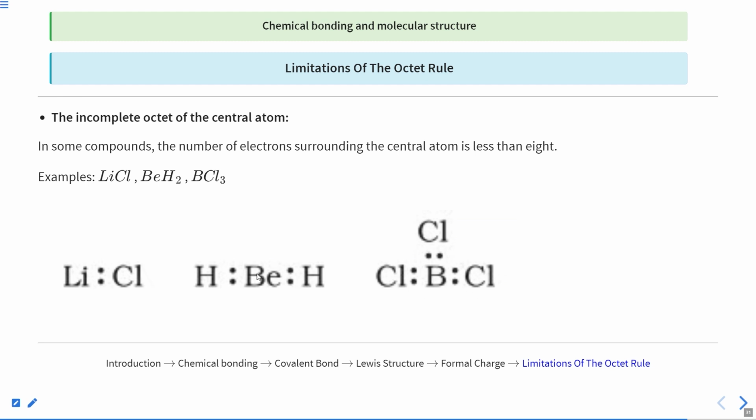2 electrons are there, so it can donate 2 electrons and gain 2 electrons more at the same time. So 4 electrons are there on beryllium. Again, the octet is not complete. For lithium also, the octet is not complete. So all these compounds in which the octet is not complete, or the number of electrons is not equal to 8, are called hypovalent. Hypo means less. So they are all hypovalent.